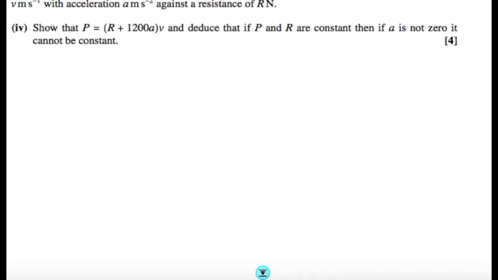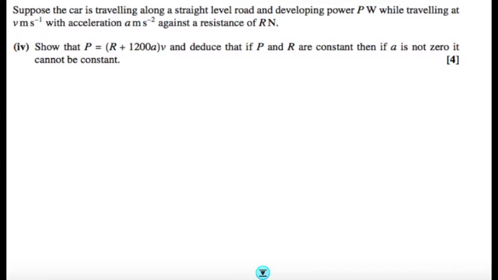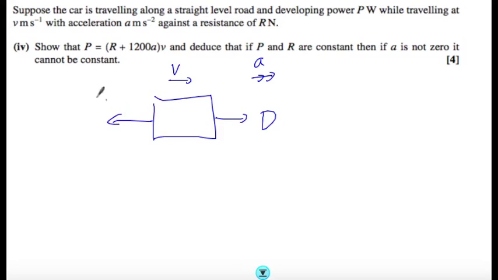Okay. Right, suppose the car is travelling along a straight level road developing power P. So here's our car. Power P, not force P, so let's call this driving force. And travelling at v meters per second with acceleration A meters per second squared with resistive force R. Show that P equals R plus 1200 A times V, and deduce that if P and R are constant, then if A is not 0, V cannot be constant. Right, first of all, show that P equals this.